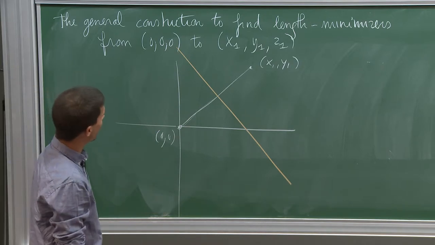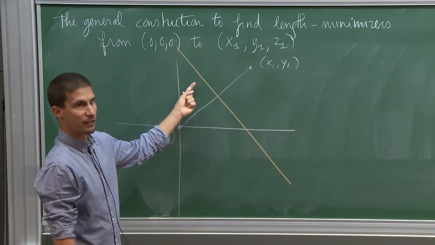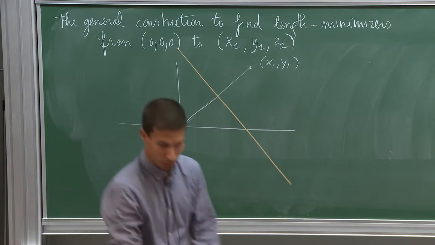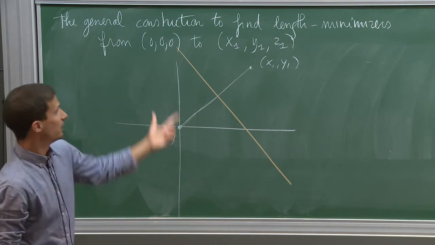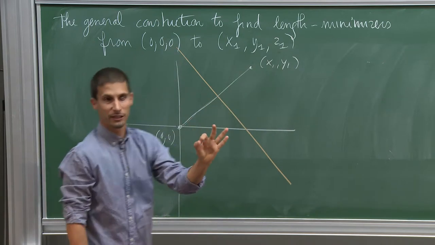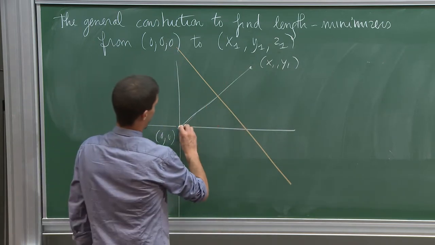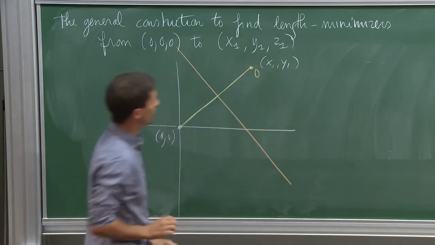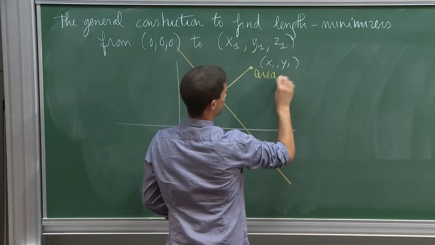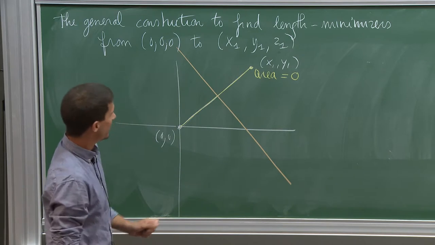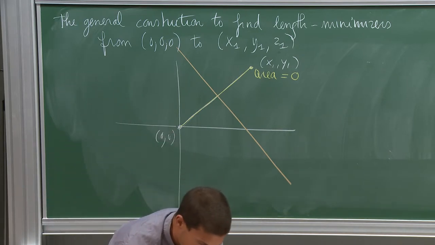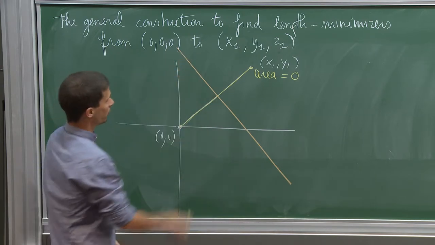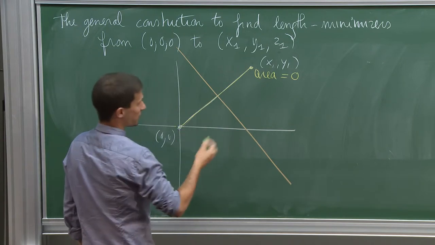And then along this segment, you will find a unique center of the circle spanning a fixed area, because what do you have? You have three cases. Either your z1 is zero. In this case, if you want to span area zero, your trajectory is this one. If you want to span a positive area or a negative area, you will stay on one side or the other side. So this depends on the orientation.